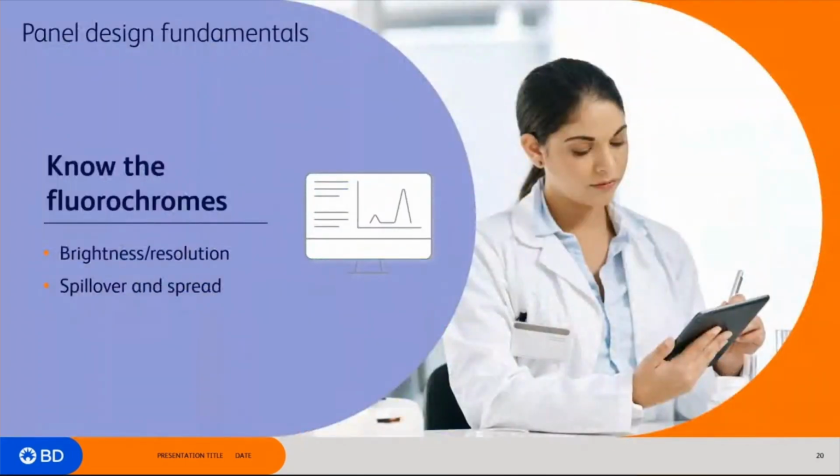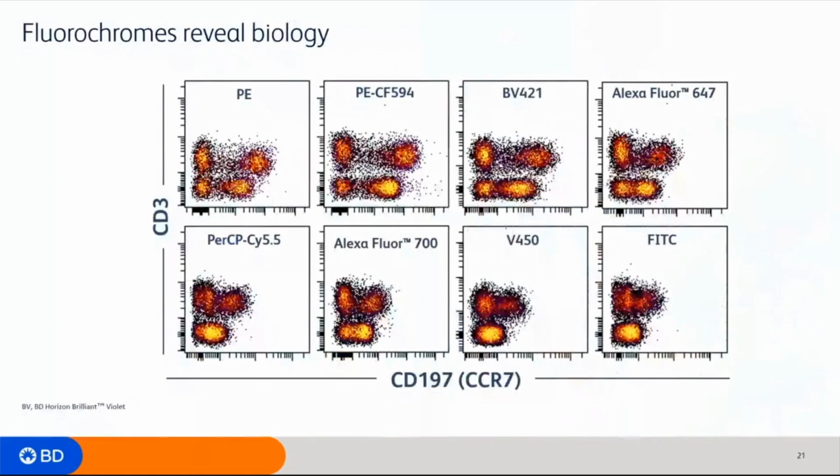Know the fluorochromes. As you recall, this is the second pillar of the fundamentals of panel design. So to illustrate the importance of fluorochrome pairing, we have an example here of CD3 versus CD197. If you don't know what cells express CD197, it's okay. We just want to show how the right fluorochrome can reveal biology.